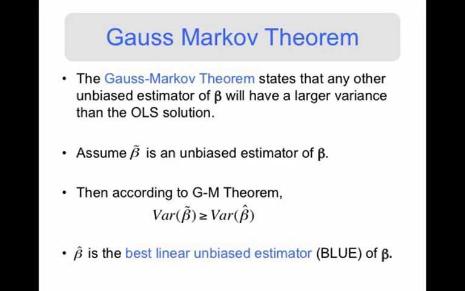To illustrate, let's assume that beta tilde is an unbiased estimator of beta, same as beta hat. Then according to the Gauss-Markov theorem, the variance of beta tilde has to be as big or bigger than the variance of beta hat. So basically what we're saying is, among the class of all unbiased estimates of beta, we can't do better than beta hat in terms of variance. And so we get an unbiased estimate with as small a variance as possible. That's why we like the OLS solution. And so we say that beta hat is the best linear unbiased estimator, or the BLUE, of beta.